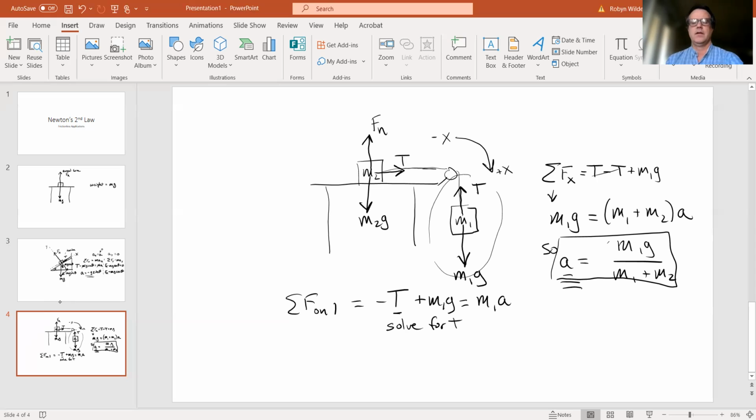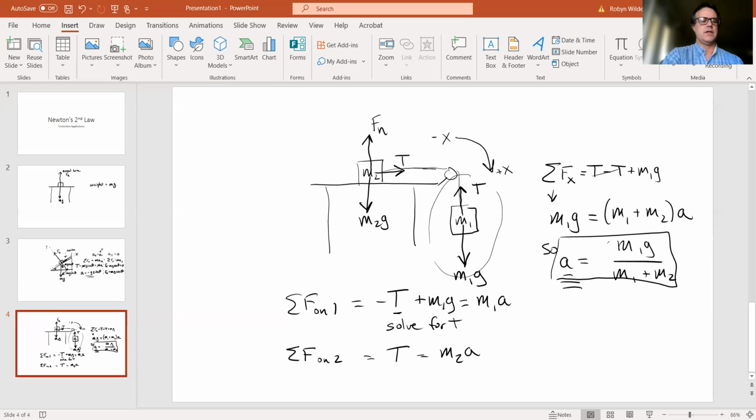I could also do the same thing on mass 2. If I add up the forces on mass 2, there's only one pulling in the x direction, the tension, and that should equal m2a. So again, I can just apply Newton's second law to any mass I want. I just have to add up only the forces acting on that particular object and set it equal to that object's mass times acceleration.